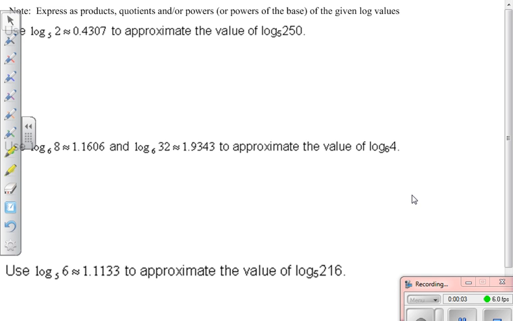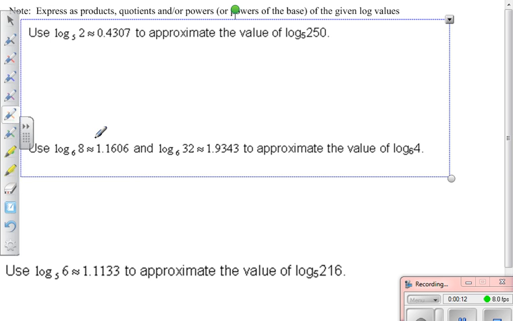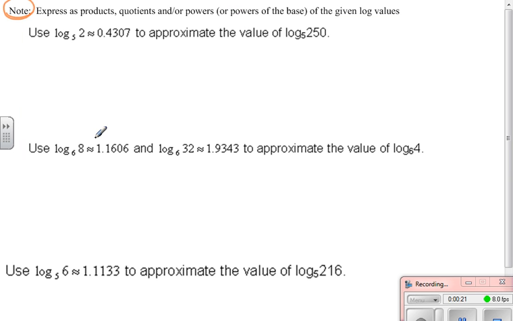10.3 is going to continue with the problem-solving logic puzzle part of the lesson. So, without our calculators, we may want to evaluate the values of different logs. So here's our trick, here's our strategy. We need to figure out how to rewrite these as products, which is multiplication, quotients, which is division, or powers, and that would be powers of the base, in order to do substitutions.